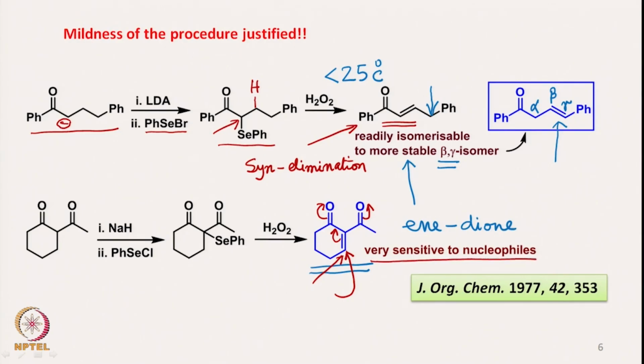So, if the reaction temperature is relatively high, then such nucleophilic attacks will easily happen during the reaction. So, the mildness of the procedure, that means the elimination of the selenoxide occurs at less than 25 degrees centigrade, and therefore formation of such an enedione which is sensitive to nucleophiles can be readily prepared.